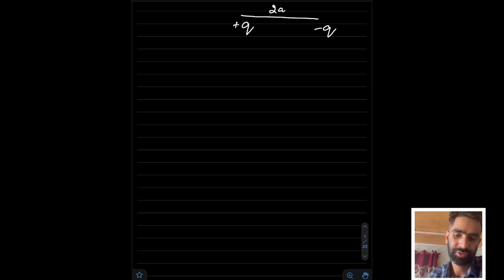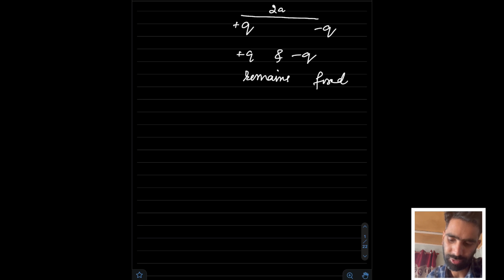2a is the distance of separation between the charges plus q and minus q of an electric dipole, and this separation distance is very small, of the order of angstrom or nanometer or even micrometer in textbook examples. So essentially this distance between the two charges plus q and minus q remains fixed or constant. It does not change with time.